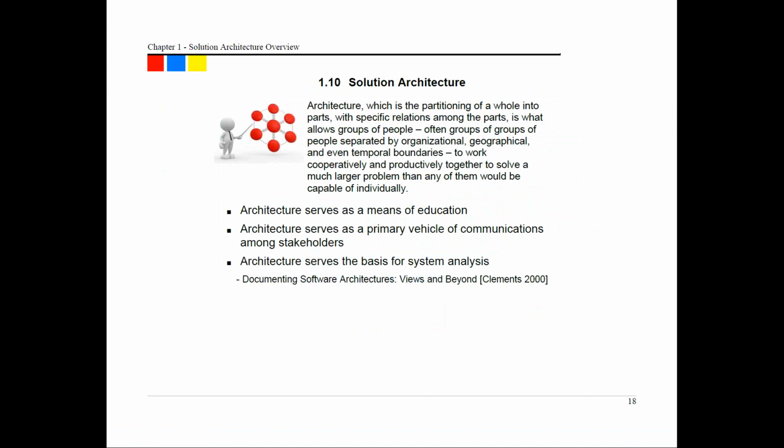All right, so architecture. A big aspect of architecture is partitioning a big problem into smaller problems. I have a question. Could you please share some thoughts on the difference between EA and enterprise information model?